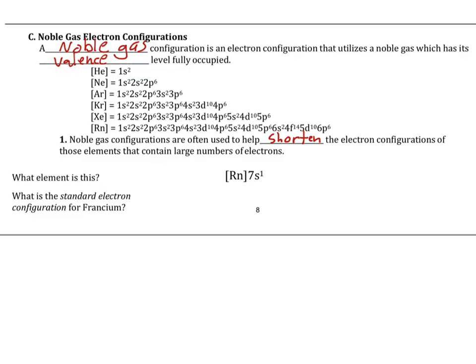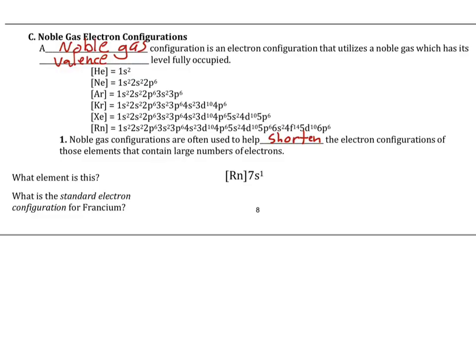All you need to do is write the noble gas that occurs before the element, so the most recent noble gas before the element, and then write the electron configuration for the row that the element is in. I'm going to show you an example of that. First off, let's take a look at this one right here.